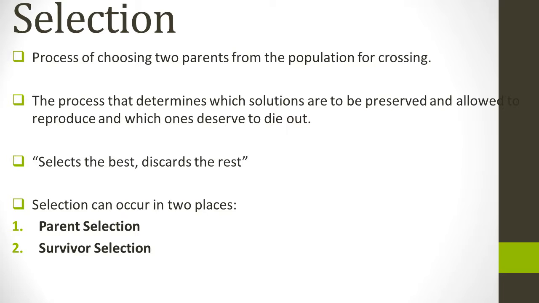That means selects the best, discards the rest. Selection can occur in two places. We already know that according to Darwin's theory of evolution, the best individuals survive to participate in reproduction. That means selection is done in two places, parent selection and survivor selection. What is the parent selection? Selection from the current generation to take part in reproducing. And what is the survivor selection? Selection from parents plus new generated offsprings to go into next generation is called as survivor selection.